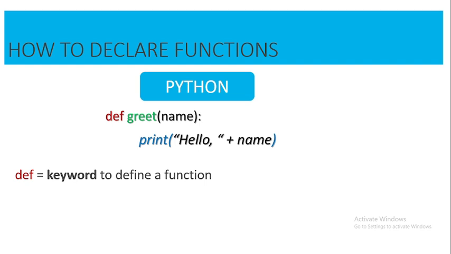Def here is a keyword that you use in the Python programming language to tell the computer that you are creating a function. Anytime you are creating a function in Python, you use the keyword def. After the keyword, you have the name for the function. The function here is called greet. Greet is the function name. Now inside the parentheses, you have name, which is the parameter.